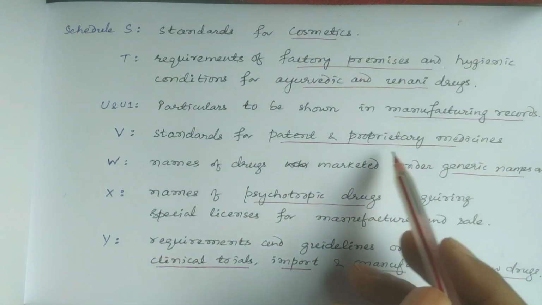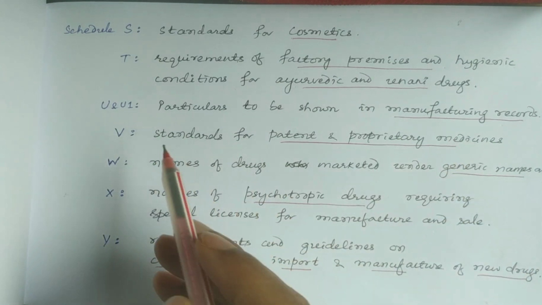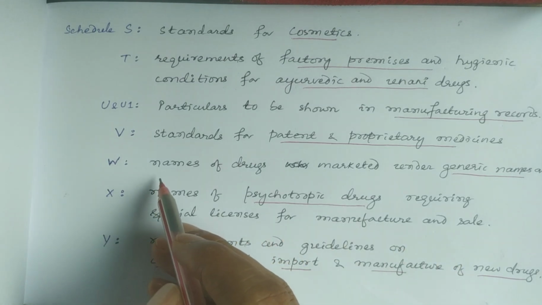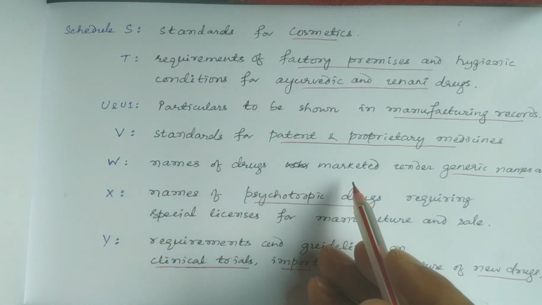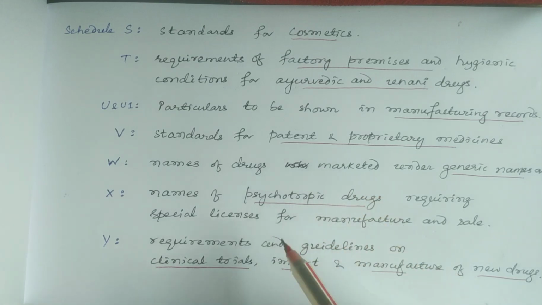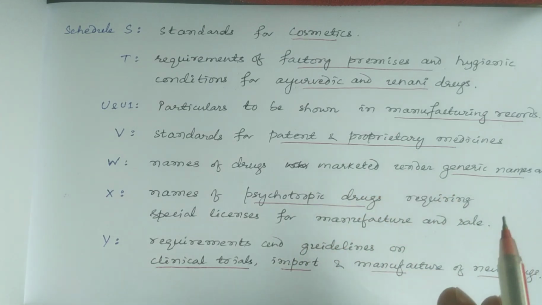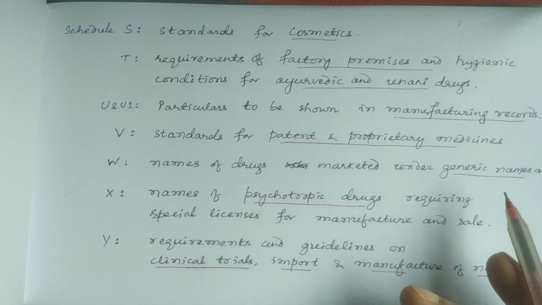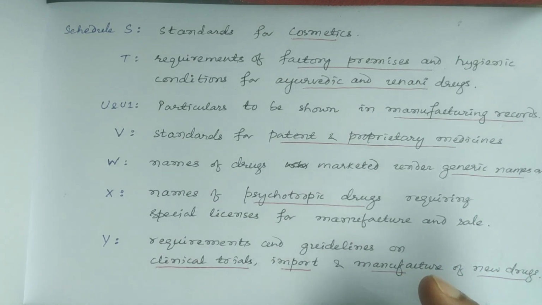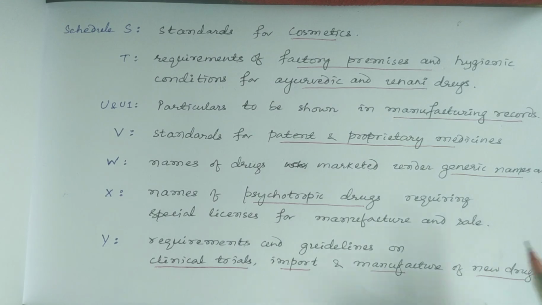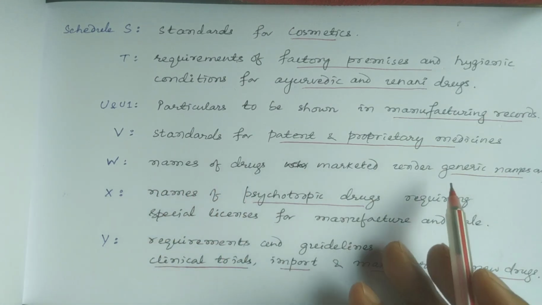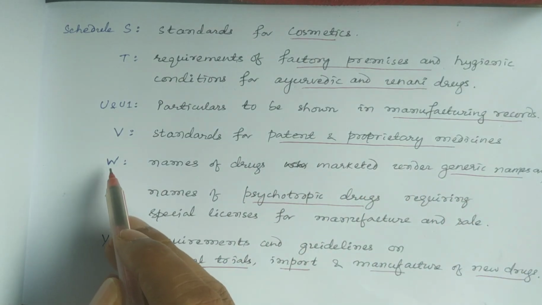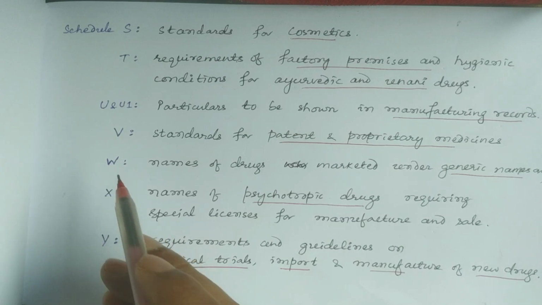Proprietary medicines are the branded medicines. Okay, what should be the standards? That is prescribed in Schedule V. Then Schedule W, it gives the names of drugs marketed or which shall be marketed under generic names only. All the drugs which should be marketed only under generic names. For example, paracetamol is the generic name, and Crocin is the proprietary name or branded name. So all the names of drugs which should be marketed under generic names is given in Schedule W. This is another important schedule.